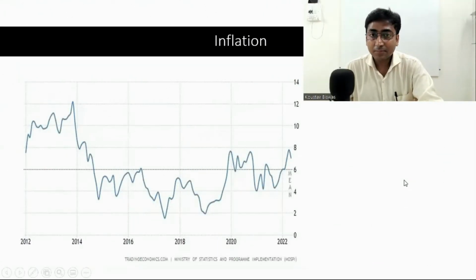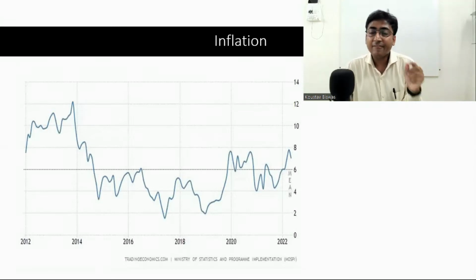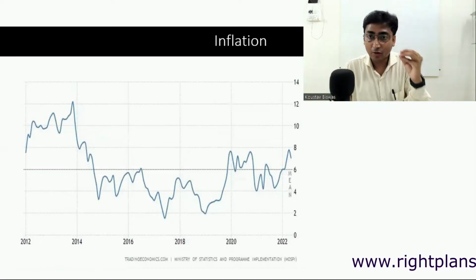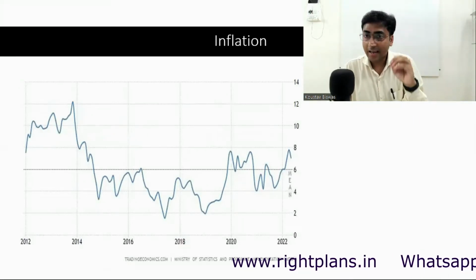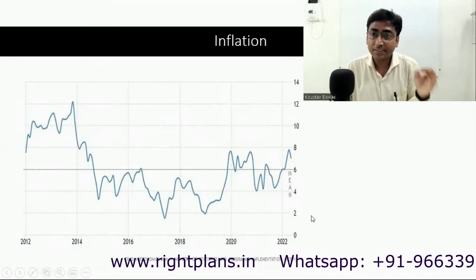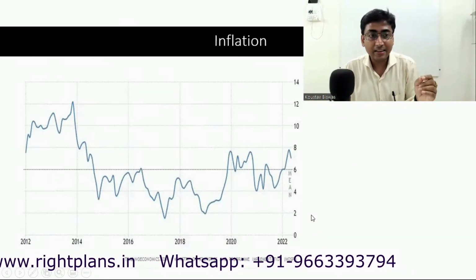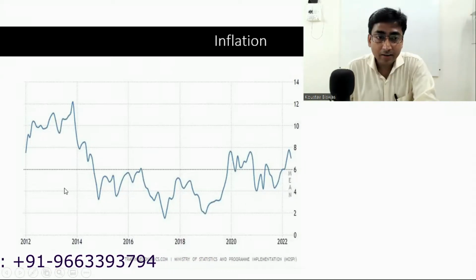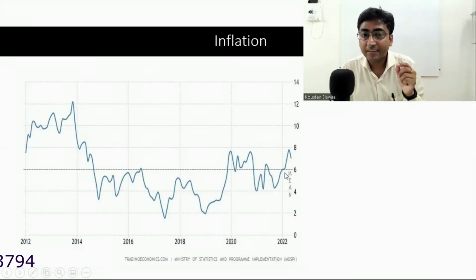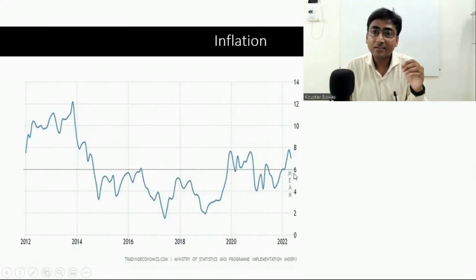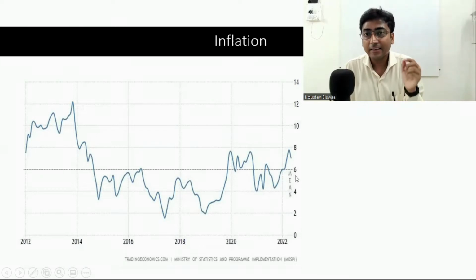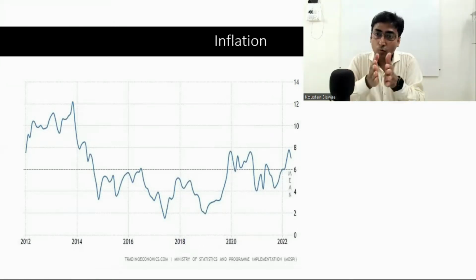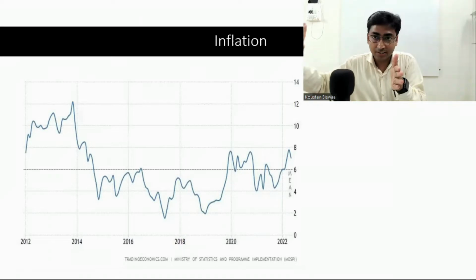Now let's do some interesting calculation. If you are investing into fixed deposit, post inflation, how much are you getting in your hand? This particular data I have taken from Trade Economics, and this data is from 2012 till last month. Our last 10 years mean inflation is 6%. So let's do some calculation by considering 6% as an average inflation. We don't know what my future inflation would be.